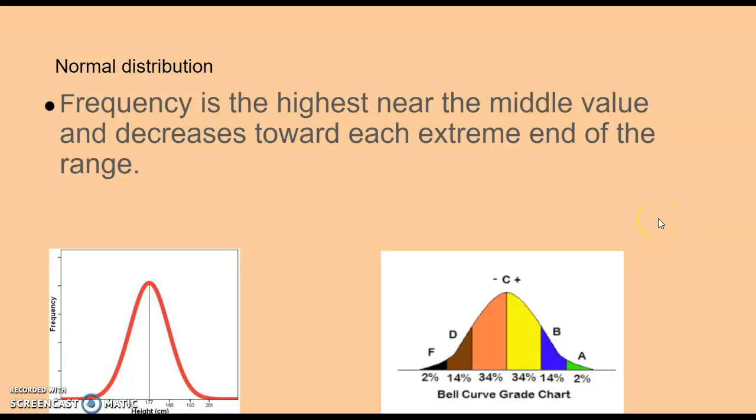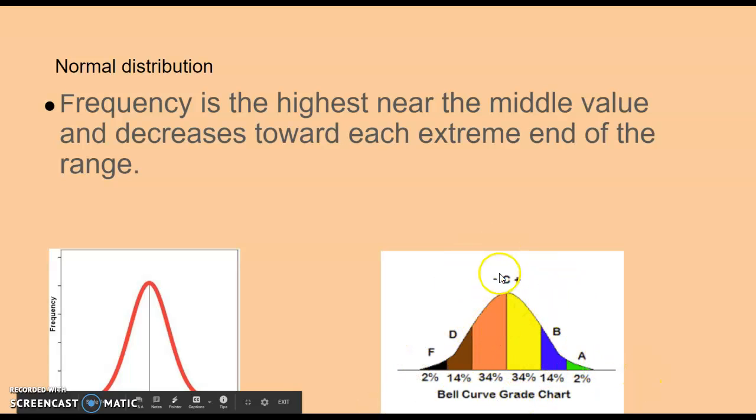Before we get into that, let's talk about what's considered normal. A normal distribution is where the frequency is highest near the middle value and it just steadily starts to decrease towards each extreme end of the range. This is very common in grades. If I look at this chart, if I have a population of students, the majority would be in the middle, and I would have fewer students on either extreme. An extreme would just be the end of the range. So fewer students have A's, fewer students have F's, but a lot of us are in the middle somewhere.